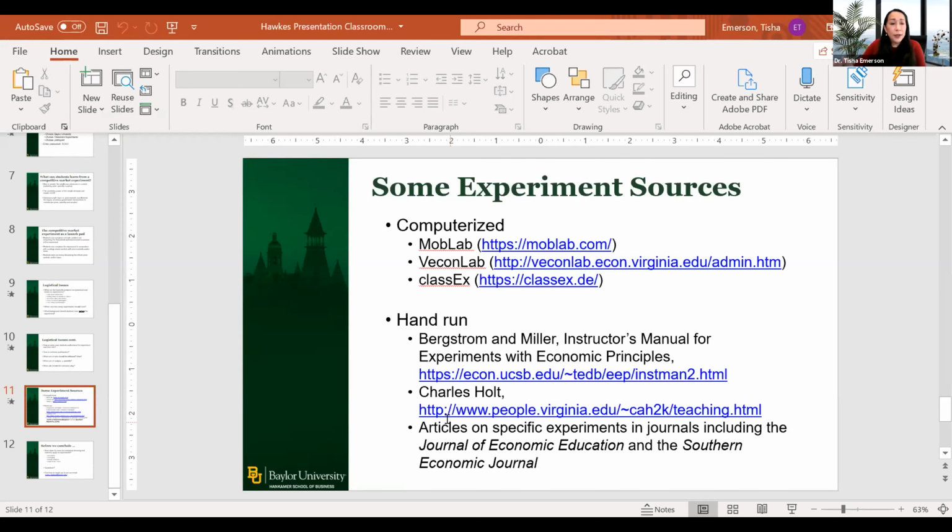And then also there are other people who have published articles that present classroom experiments. And you can find a lot of them published either in the Journal of Economic Education or the Southern Economic Journal. And I've used all of these. I've used Charlie's, I've used Ted's, I've used all the computerized platforms, and I've also pulled some from the journals. So they're all really good sources.